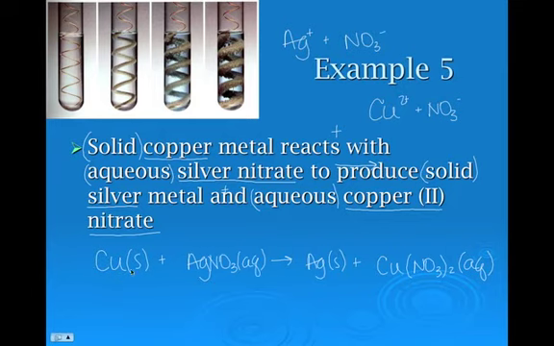I have 1 copper on the reactant side, and I come over here and I have 1 copper on the product side, so yay. Moving on to silver, I have 1 silver on the reactant side, and I have 1 silver on the product side. So those are good. So all my metals are taken care of.